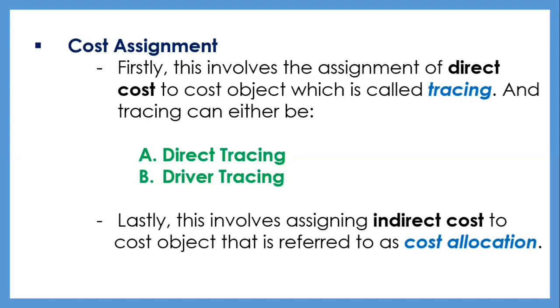On the other hand, if we say driver tracing, it is the use of drivers to assign costs to the cost object, and this can either be resource drivers or activity drivers. And lastly, cost assignment involves assigning indirect cost to cost object that is referred to as cost allocation. This is also the term used for the assignment of various overhead costs. For example, electricity charges, insurance and property charges, or taxes rather, or salaries of the supervisors to various jobs that are to be done in the factory shall be allocated using cost allocation. Okay, this is all about cost assignment.